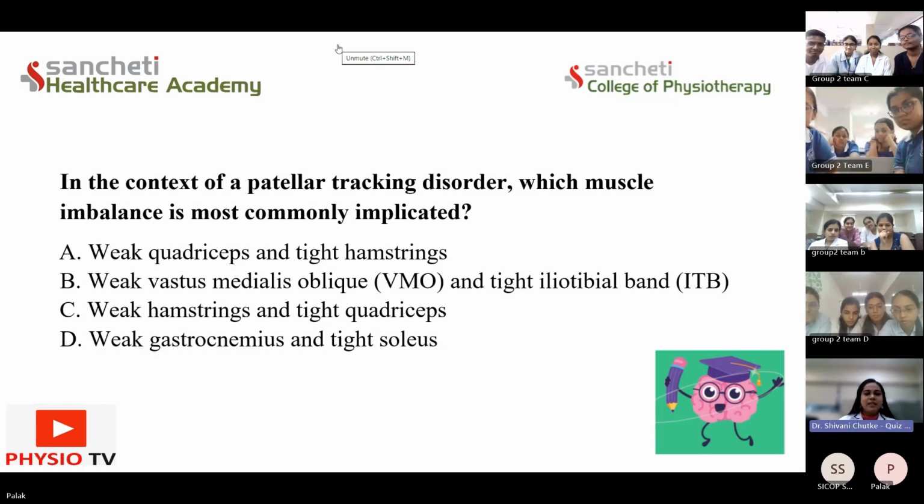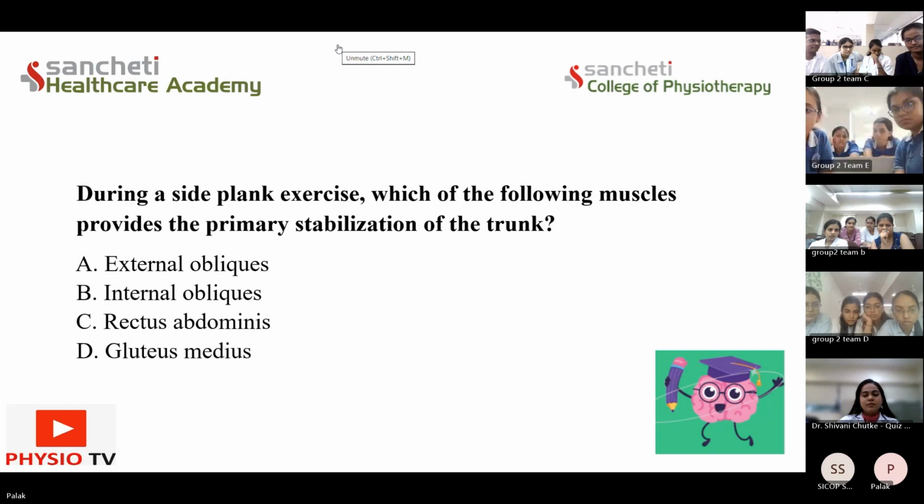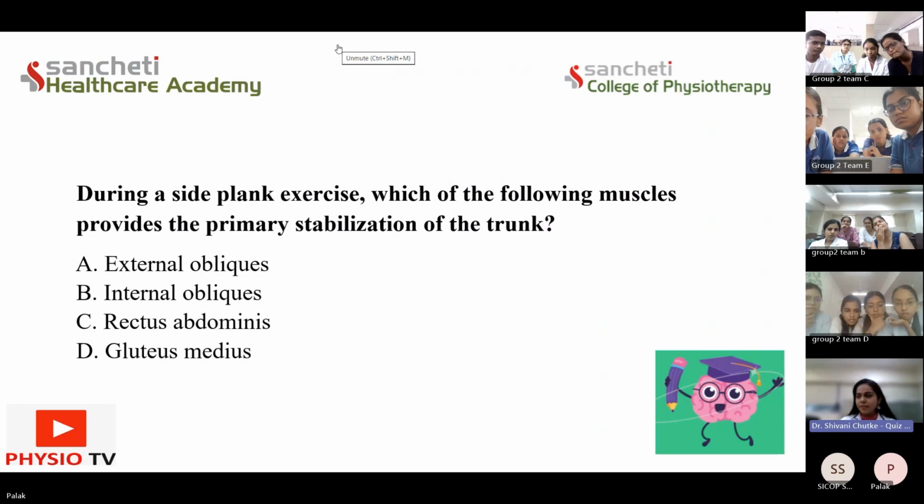Requesting team C to kindly mute and team D to kindly unmute yourself. The question is, in a side plank exercise, which of the following muscles provides the primary stabilization of the trunk? External oblique, internal oblique, rectus abdominis, or gluteus medius? The time has started.